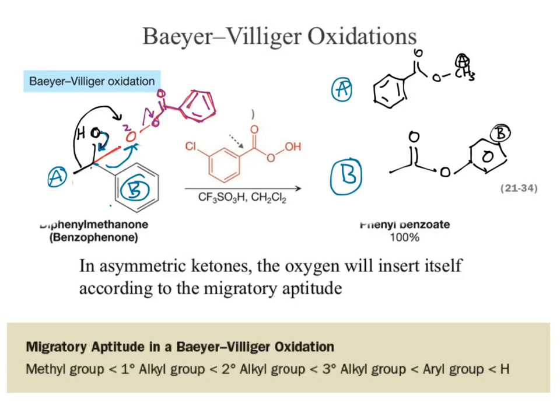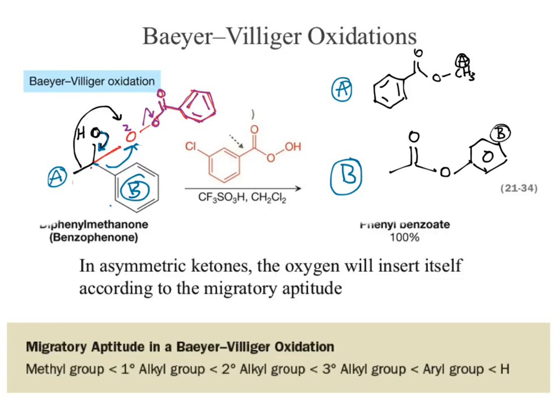Two different products, what does that mean? Number one, that would be a crap yield. Or two, there's something selective about it. There's a reason why one would shift over the other. You mean like a migratory aptitude? Yep. That is exactly the case.